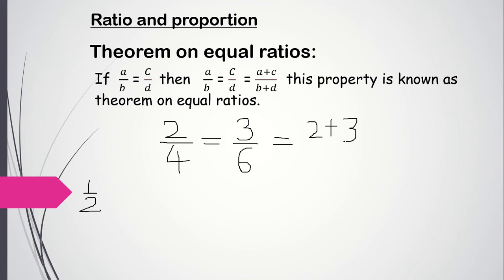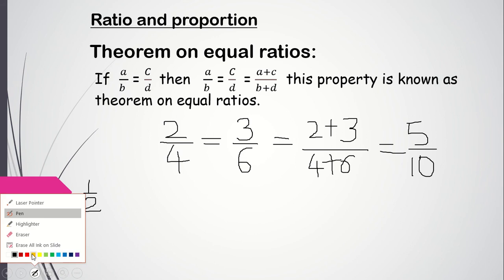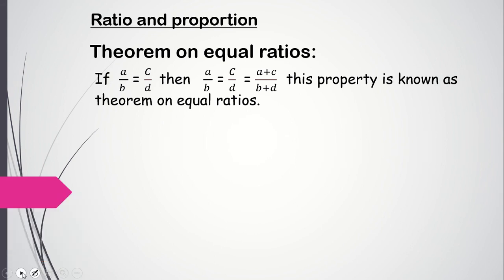So let's see how. 2 plus 3 upon 4 plus 6. 2 plus 3 is 5 and 6 plus 4 is 10. 5 ones are 5, 5 twos are 10. So you can understand that after adding, the ratio we got is the same. This ratio is also equal to half. We'll see many examples of this theorem for which it is true, and that is going to help us a lot in solving practice set 4.4.